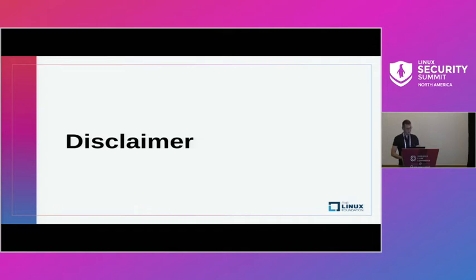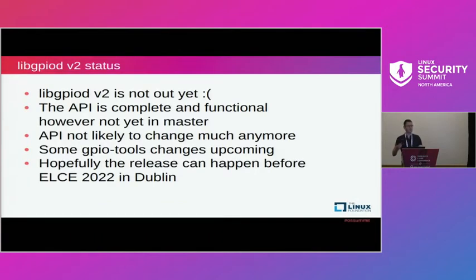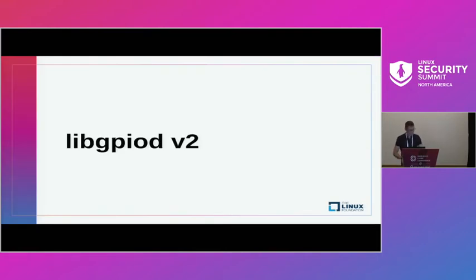A little statement: I really tried my best to release the library before this presentation, but we don't want to rush it. We want to do as many things right as possible this time. So libgpiod v2 is not out yet, but the API, at least for the C and C++ parts, is complete and not likely to change much. The Python part is still being reviewed, but is pretty much complete and should get merged soon. We will still do some rework of the GPIO tools, as many people have complained about certain things, so this is going to be reworked too. And I really hope that the library can be released before ELC 22 in Dublin, and that I'll be able to present it there.